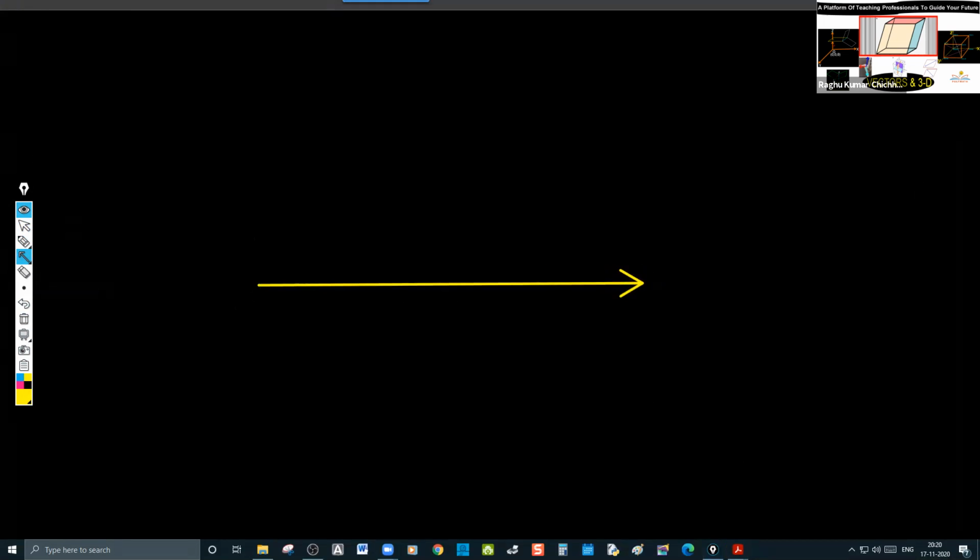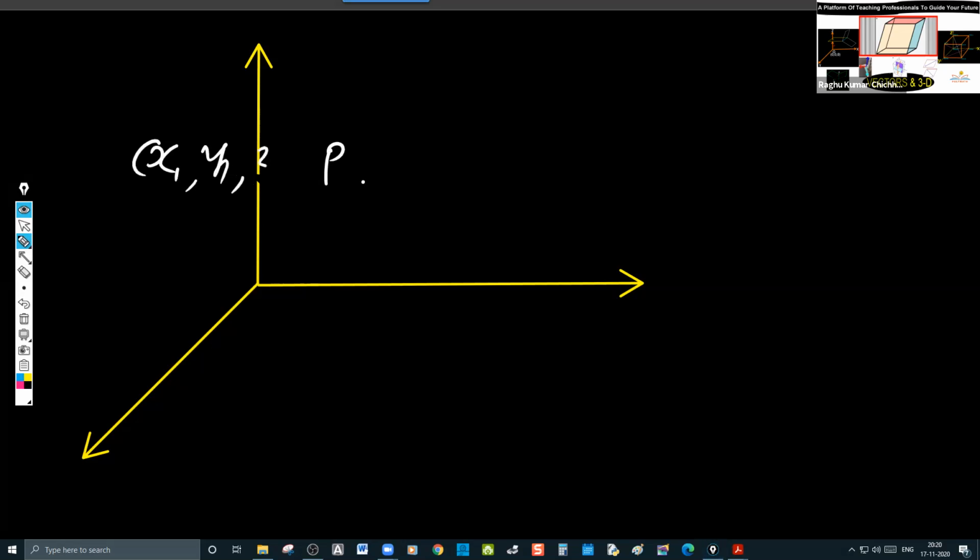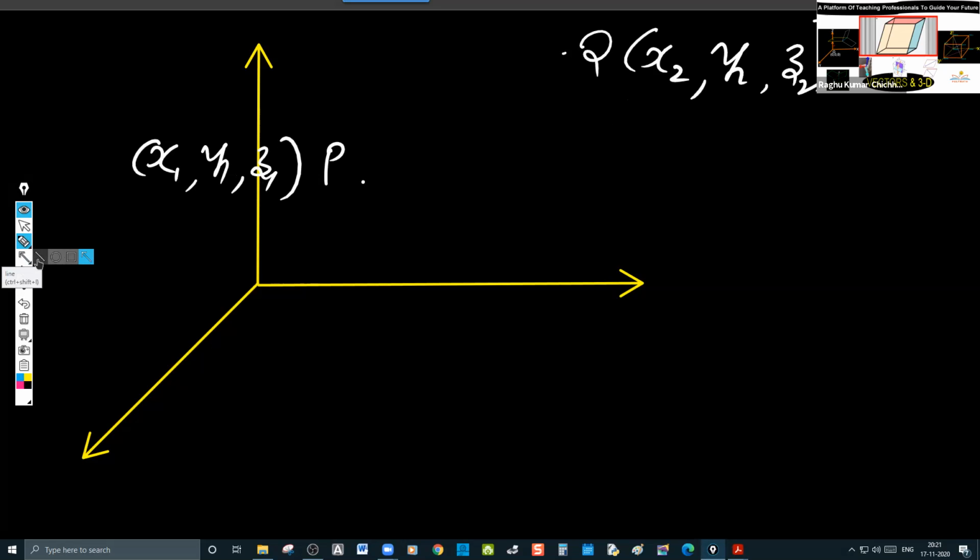For example, you are given a point P (x1, y1, z1) and another point Q (x2, y2, z2). Then I need the DRs of this line. What is the difference between the previous DCs and this one? There, one of the points was the origin. But here, it is not like that. Those two points are given.